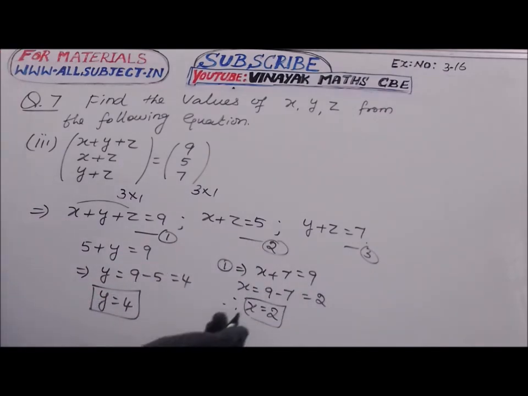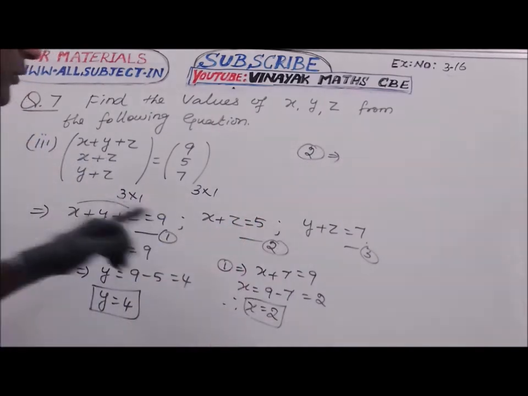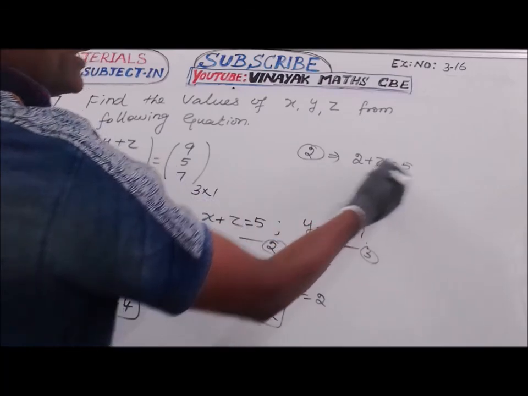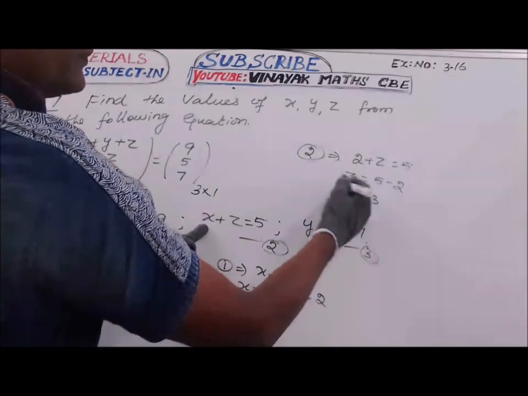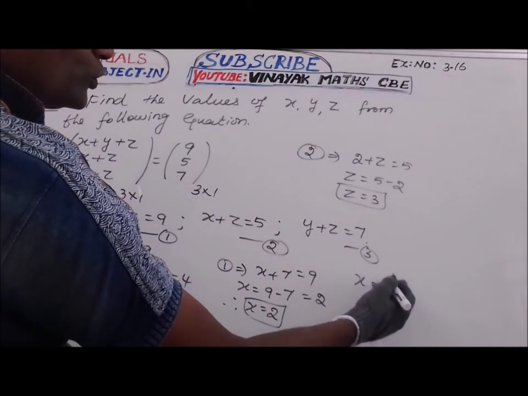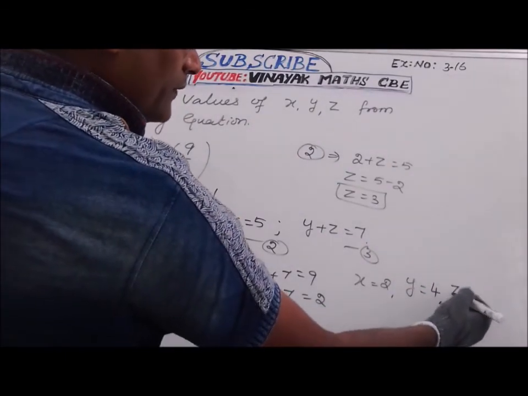Anyway, we can get it. So substituting x is equal to 2 in equation 2, 2 plus z equal to 5. And z equal to 5 minus 2, which implies z equal to 3. Therefore, the values of x, y, z are x is equal to 2, y equal to 4, z equal to 3.